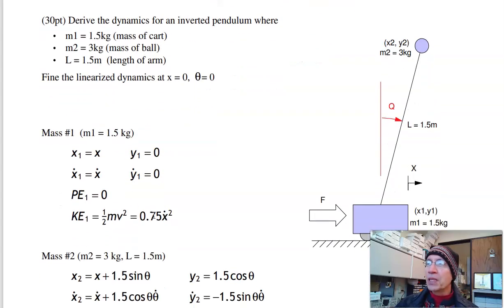The first one looks at a cart pendulum system. I've got a cart of 1.5 kilograms, a beam length of 1.5 meters, and a ball on top, mass of 3 kilograms. Force on the base. What are the dynamics? To do this, we'll use the Lagrangian formulation. First, find the kinetic energy, potential energy, then find the dynamics.